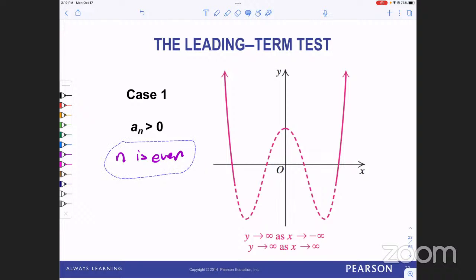N is even. So just like before, the leading coefficient is positive, means our graph goes up to the right. Because n is even, the degree of the polynomial is even, then the other side does the exact same thing. It goes up to the left, okay? So when we're doing this leading term test, the way I remember is that even means the exact same, odd means opposite.